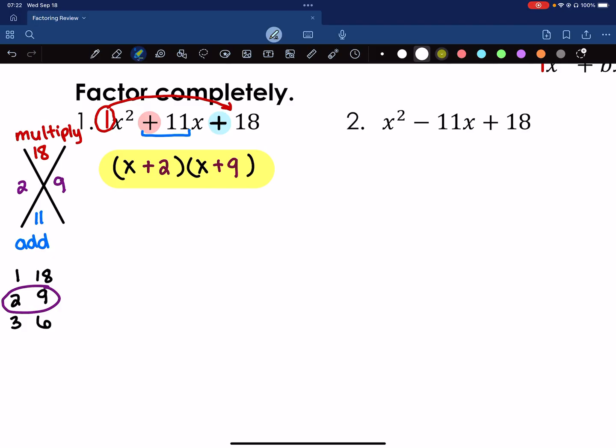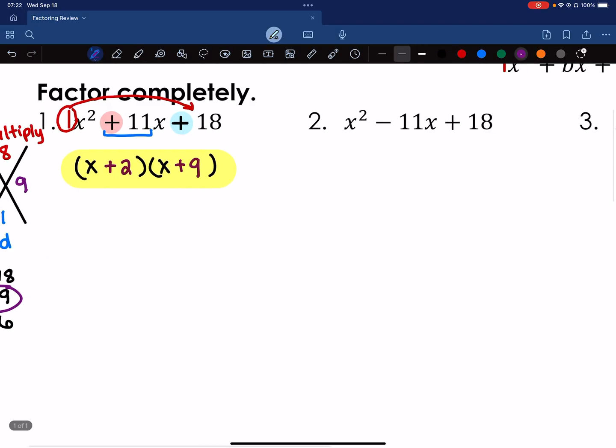Looking at the next one, notice it's very similar to the previous problem. We have a plus sign again, but this time we have a minus sign in the middle. It's the exact same process, and I'm going to go through it the same way so you can see. Again, we have a 1 in front of the x squared. We multiply it by the 18, so we get a positive 18. I'm going to write that on top.